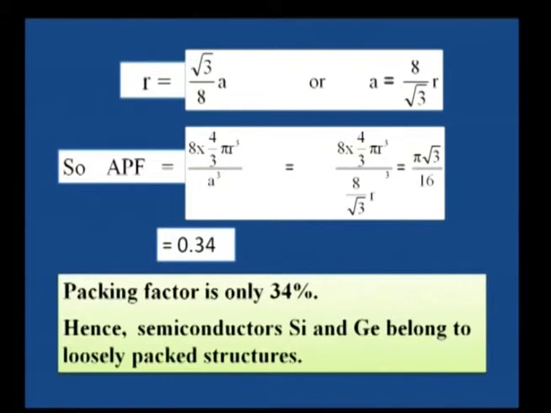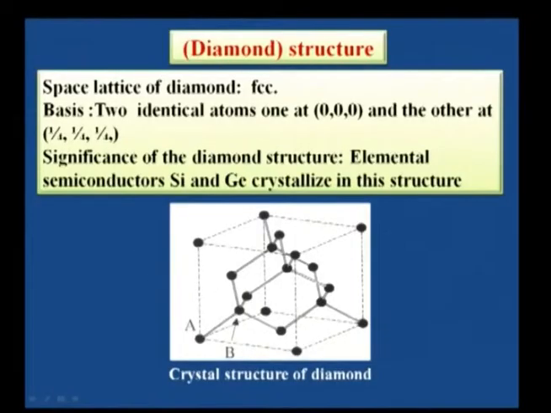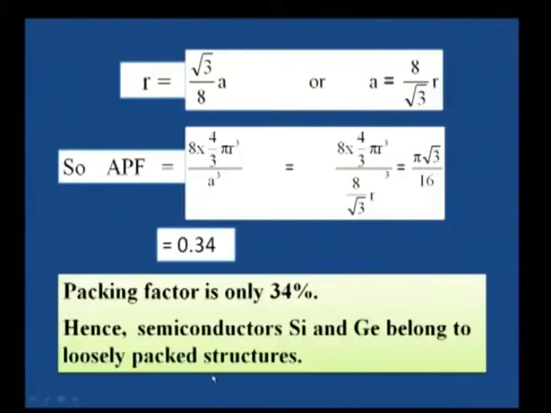Silicon and germanium both are loosely packed structures, not tightly bound structures like FCC and HCP. Therefore, the packing density being smaller, only very few substances will crystallize in this structure, the diamond structure. Silicon and germanium belong to the loosely packed structure, namely the so called diamond structure.